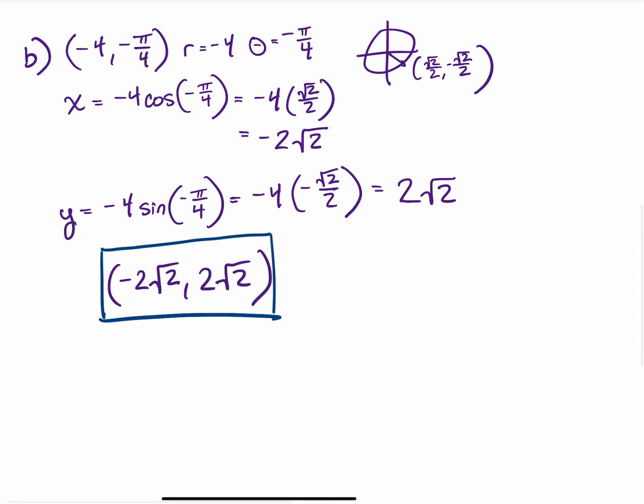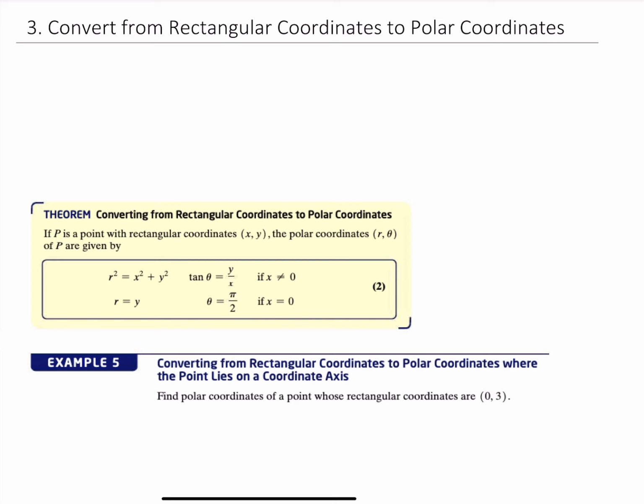So again, we can use these two conversions, that x is r cosine theta, y is r sine theta, if we just have a point and we want to convert. So we can also go the other way. So let's practice converting from rectangular coordinates over to polar coordinates.